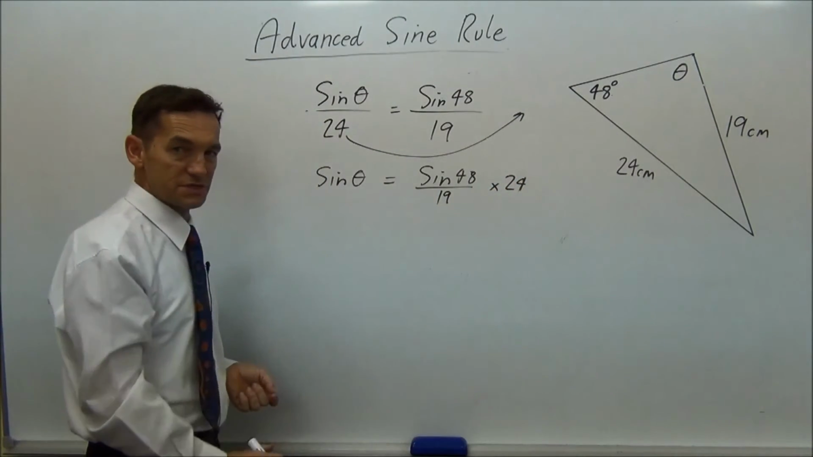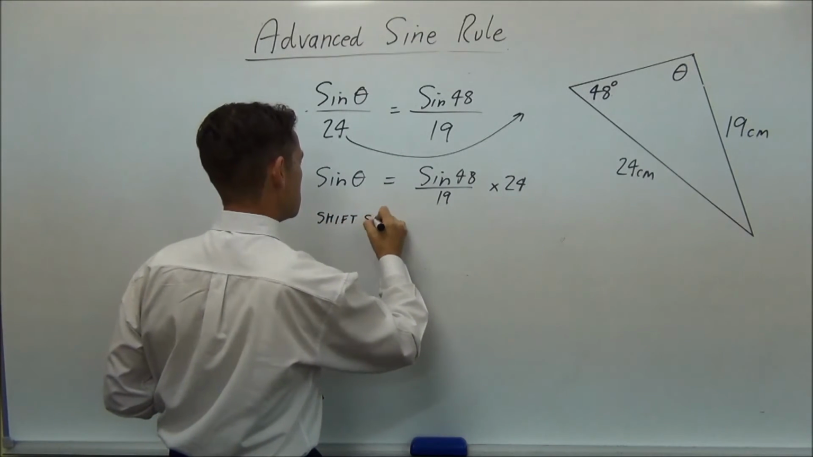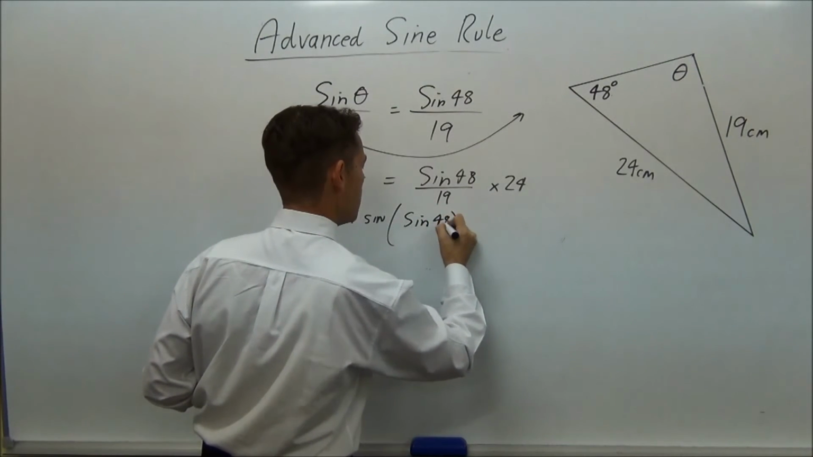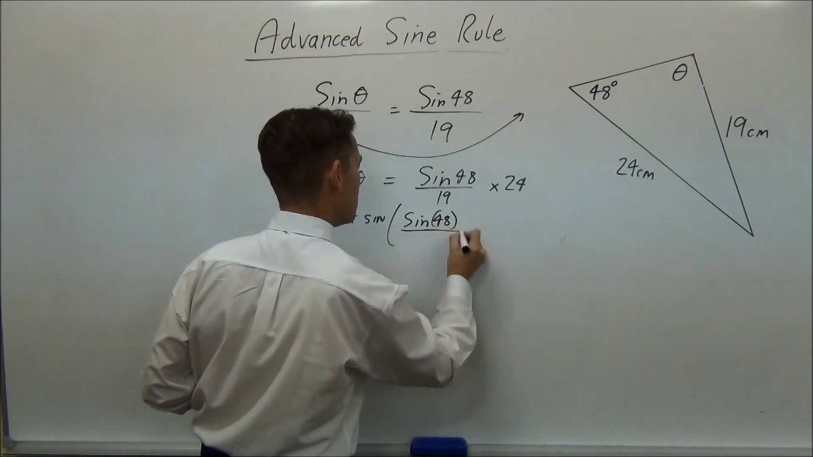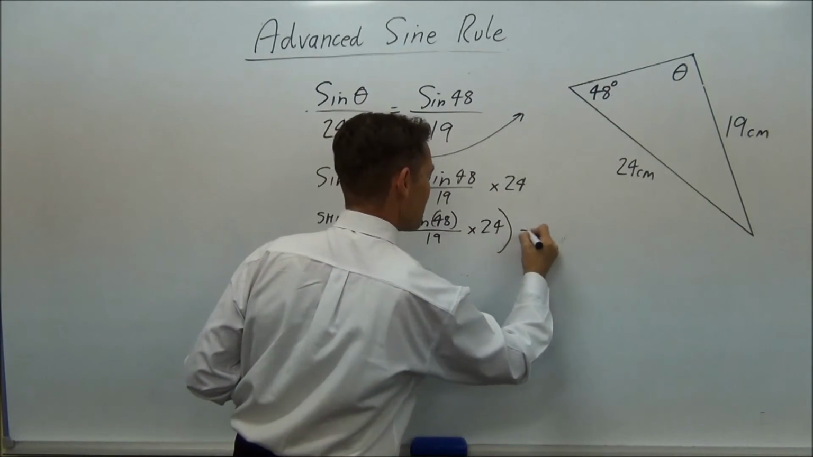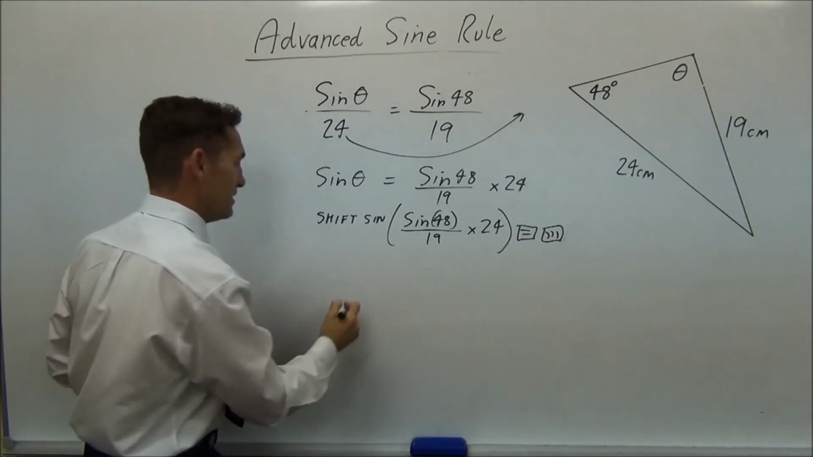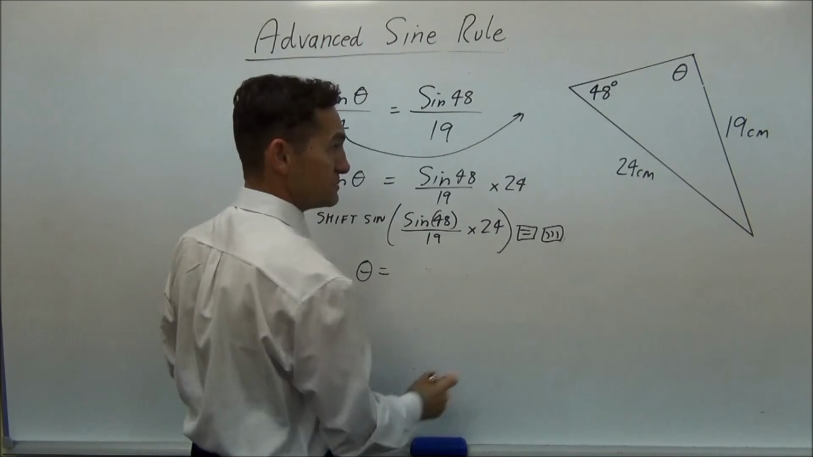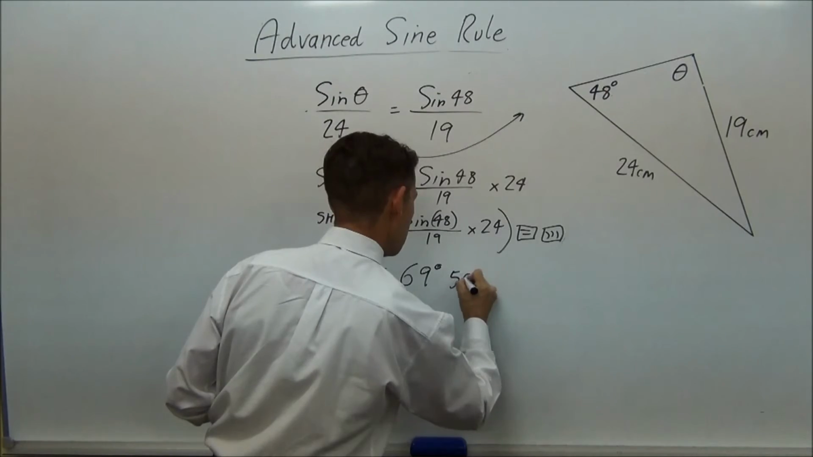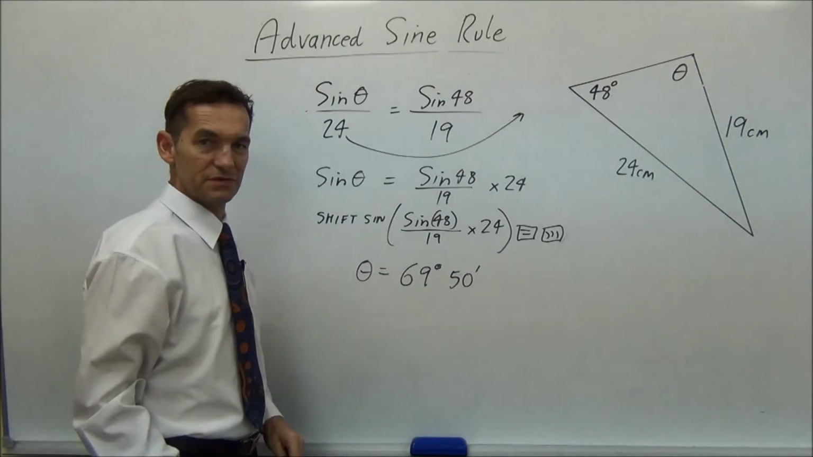We're going to punch the same thing in our calculator. So shift sine bracket sine 48 over 19 multiplied by 24. Make sure you close the bracket. Press the equals button. Press your degrees, minutes and seconds button. And guess what happens? You get theta equals 69 degrees and 49 minutes and a few seconds, which rounds to 69 degrees 50 minutes.